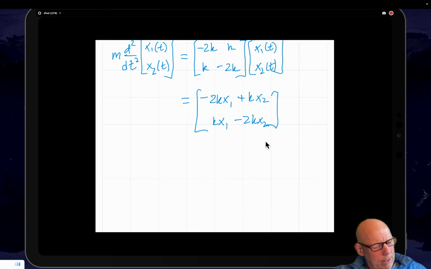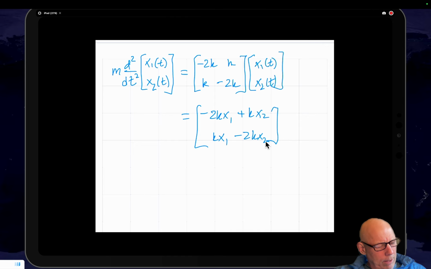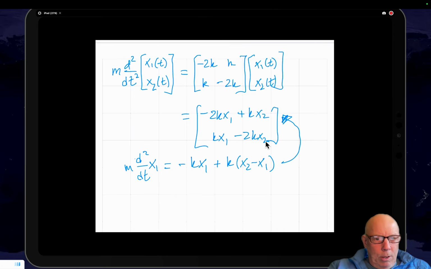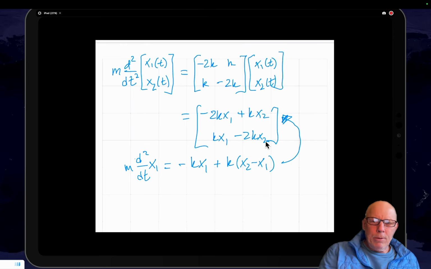And to see that that's the equivalent of our earlier result, I want to remind myself of what we had earlier. Let's just look at the x1 case. That was minus k x1, that's the first spring, and then plus k times (x2 minus x1). That's the stretching of the second spring. And what I note is that that's equivalent to this. Okay, so what have I accomplished by doing this, and why do I bring it up?